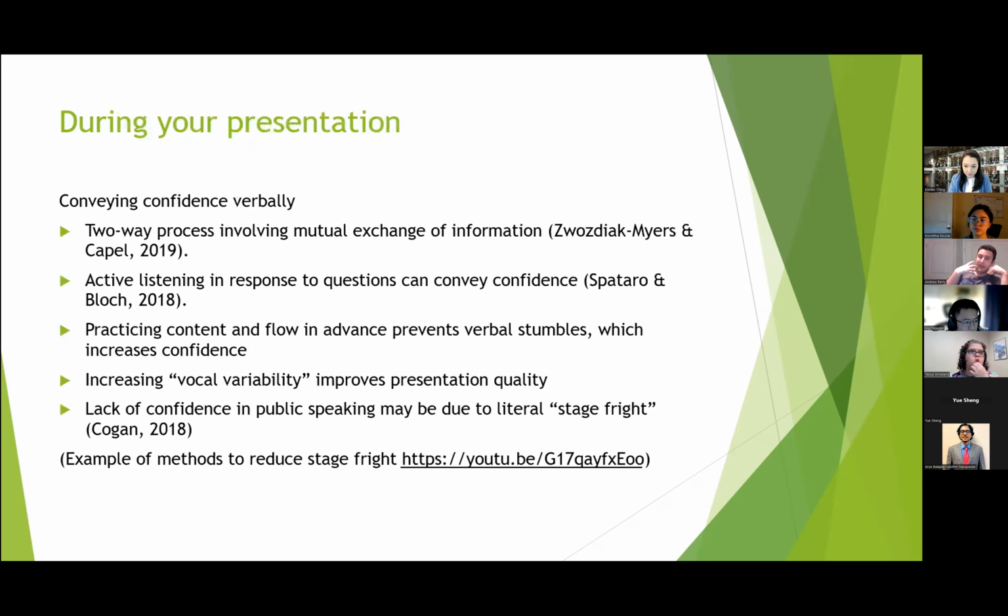Not only are you amplifying your voice, making it loud enough, but you also can convey information confidently. And I have a number of citations here about how communication is a two-way process involving a mutual exchange of information. You are conveying the information that hopefully your audience is actively listening to, and then you actively listen to them when they ask questions.